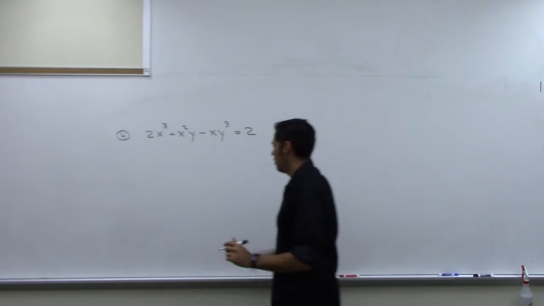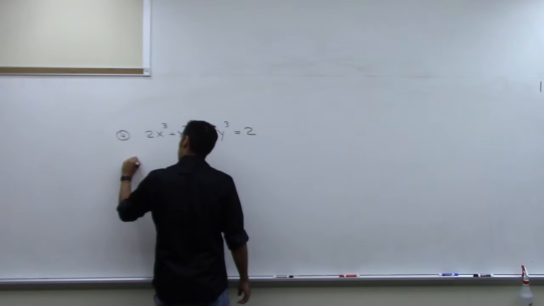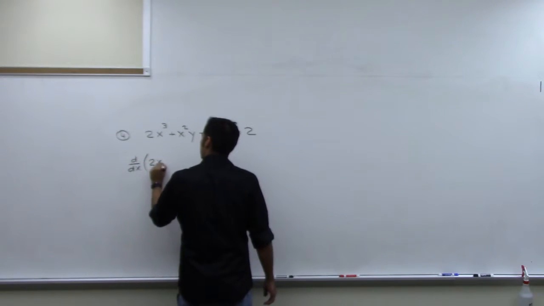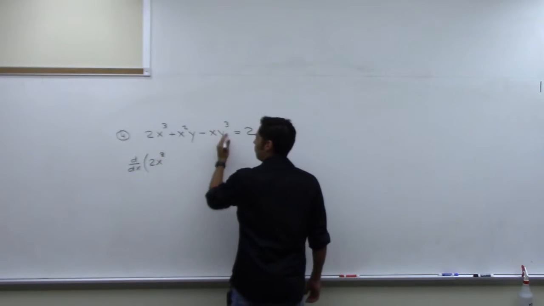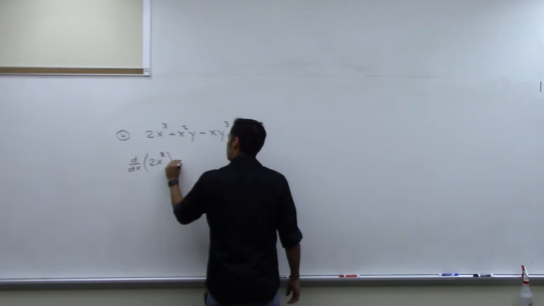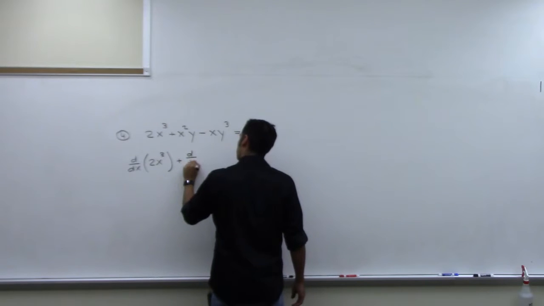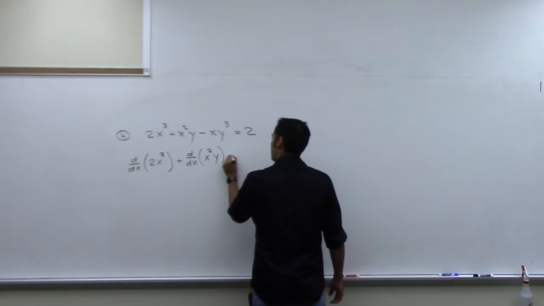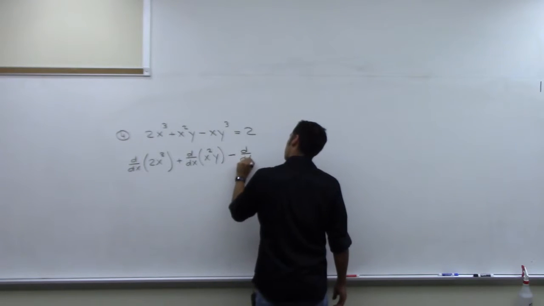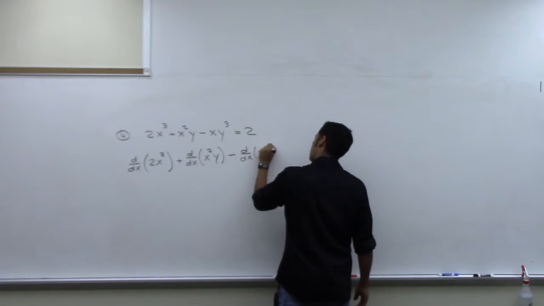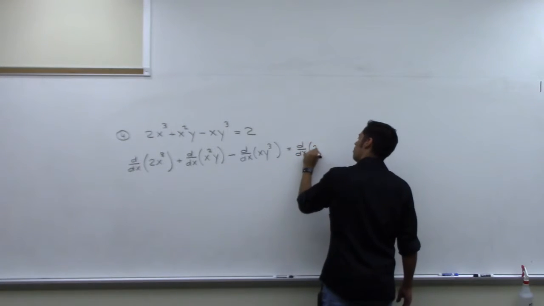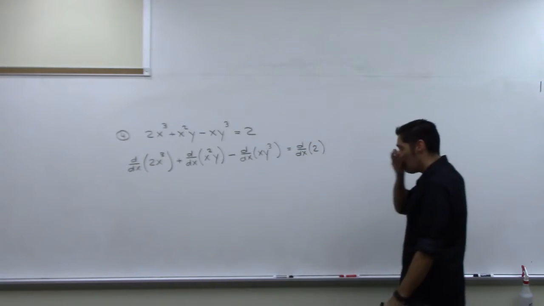So I'm going to take the derivative on both sides with respect to x of 2x cubed. Now there's three terms, so I'm going to do this a little faster. I'm actually going to write it out, split it up now, like that. And then I'll put minus the derivative with respect to x of xy cubed, then equals the derivative with respect to x of 2, which we know is going to be 0.